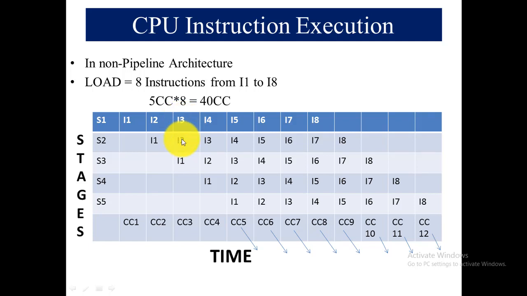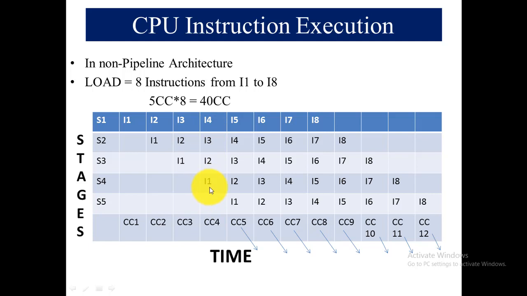Okay. After that, when instruction 1 completes stage 3, it will move to stage 4 in the fourth clock cycle. So when instruction 1 comes to the fourth stage in the fourth clock cycle, instruction 2 will come to stage 3. Instruction 3, which we started previously, will move to stage 2, and then we will start instruction 4, because stage 1 is empty.